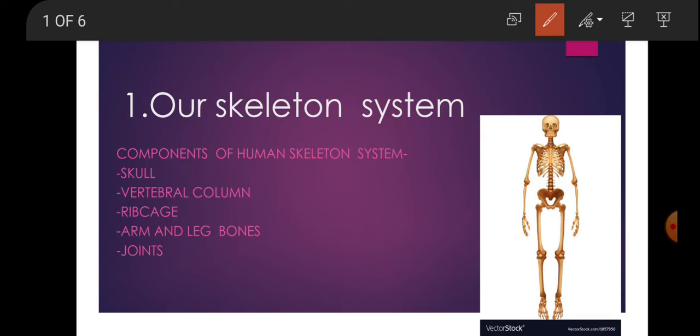We are discussing the chapter 1, our skeletal system. What are the components of the human skeletal system? Look at this picture. Skull, vertebral column, rib cage, arm and leg bones and joints. These are the components of the human skeletal system.